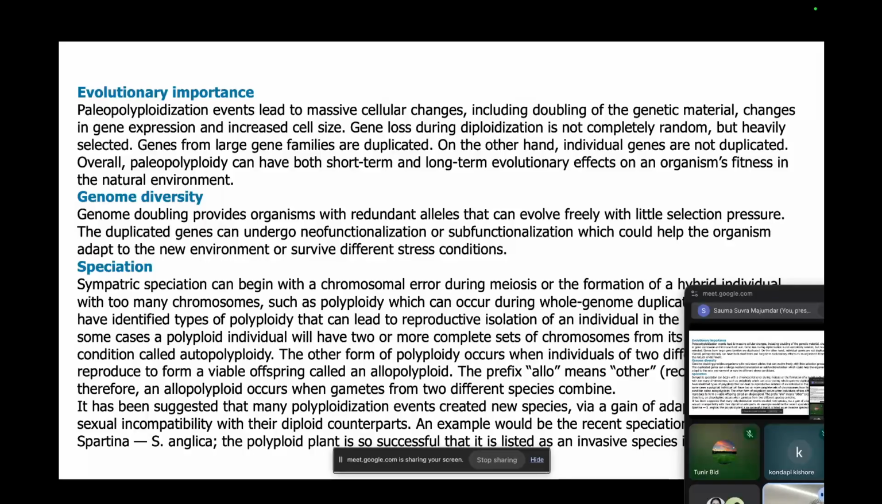And also, most importantly, from an evolutionary perspective, speciation can happen. So what can happen is it can give rise to a new species altogether, right? Because the ploidy has changed the amount of DNA, the whole DNA structure, the whole content of DNA inside that organism has changed. So it can definitely give rise to new species.